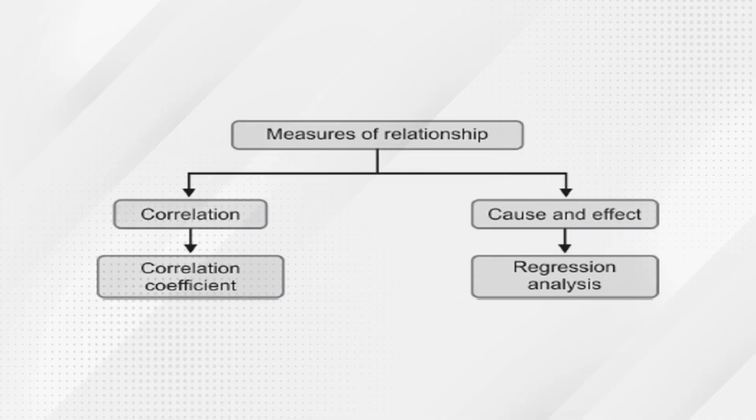So starting with the relationship, this particular chapter, chapter 10, talks about the measure of relationship. When you talk about the measure of relationship, it is bifurcated into correlation and correlation coefficient, and then cause and effect relationship, and regression analysis. We have already seen how regression analysis depends on cause and effect. So if there is any cause, what is the effect of that?